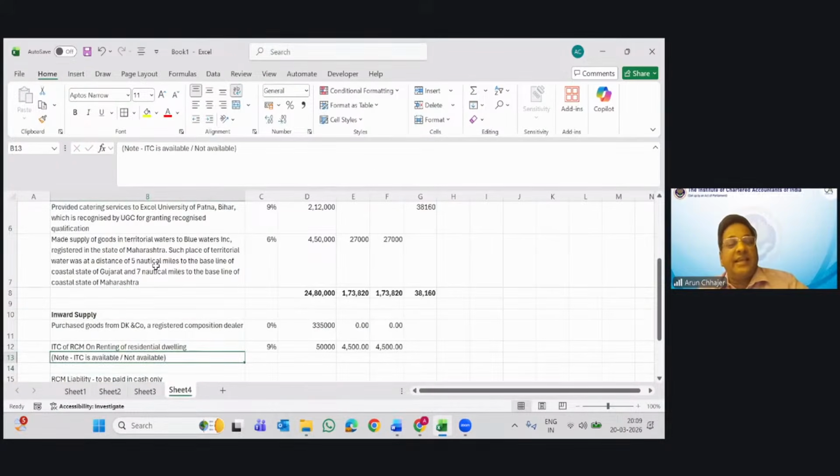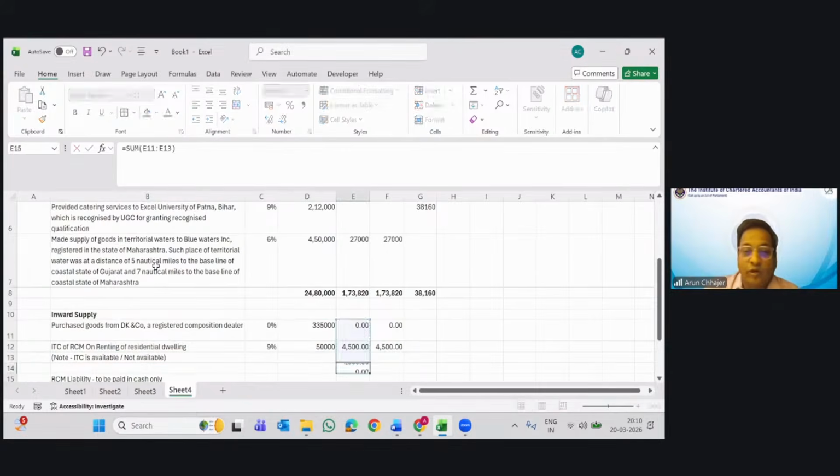See, normally, if I am taking, let's say, renting of residential dwelling for my director, you can say that it is in the course or furtherance of business, and ITC would be available. Parallelly, you can also say that ITC is not available because it has no connection with the business purpose. So accordingly, you have to give the assumption and then give the answer. Claim or not claim is completely based on your assumption. Correct?